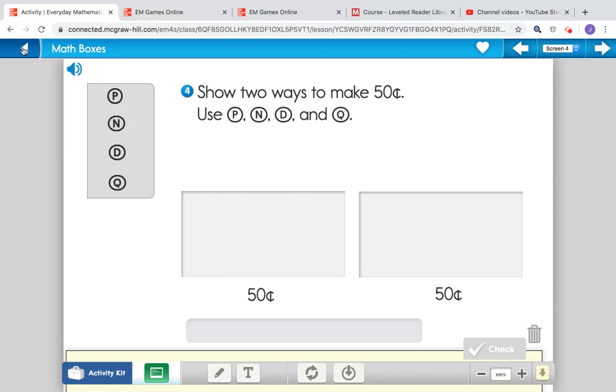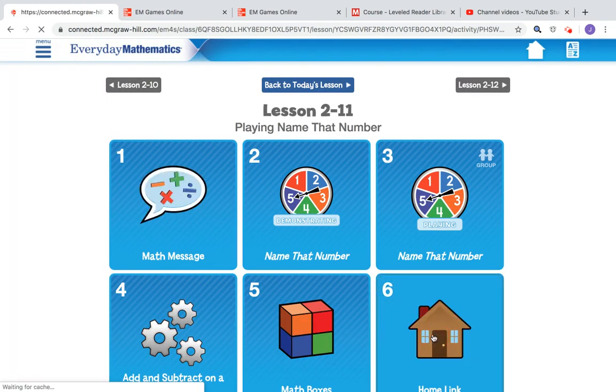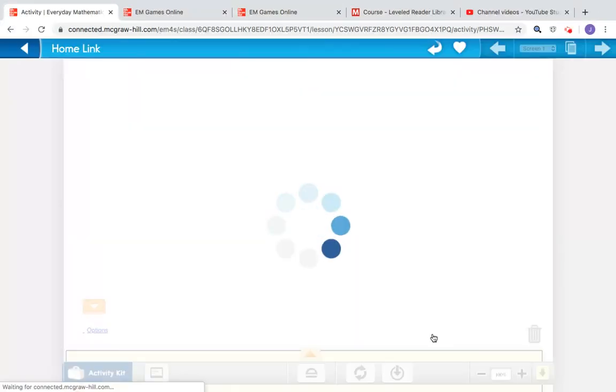Then you're going to go back out. And you're going to do home link, but you're going to do home links numbers 1, 2, 3, and 4 for practice.